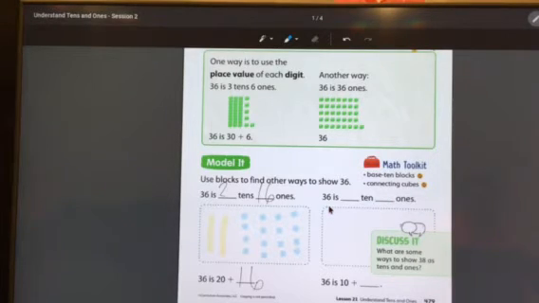Now, as we go over here, we have to show it a different way. So we can't use one of the ways that they've already shown on the paper. We need to do it differently. 36 is blank tens, blank ones. 36 is 10 plus blank. Right here, it gives me a clue to how many tens I'm going to be using. I'm only going to have one 10 and the rest are going to be ones.